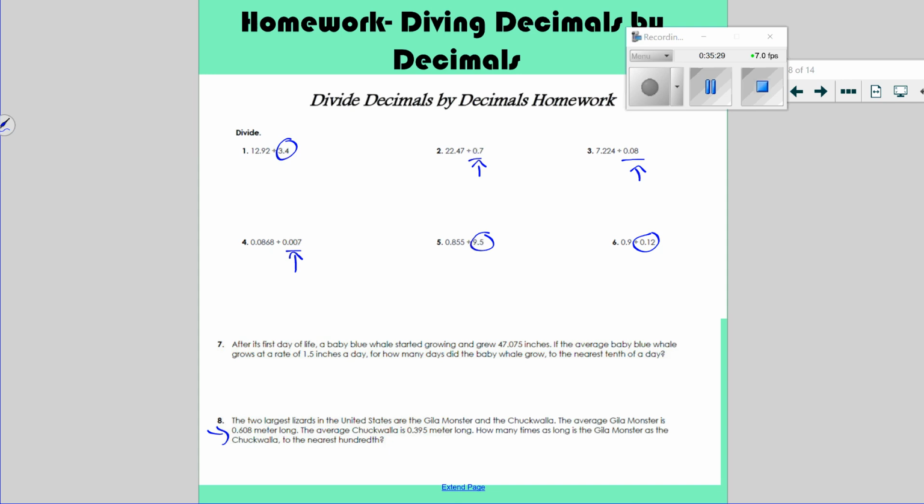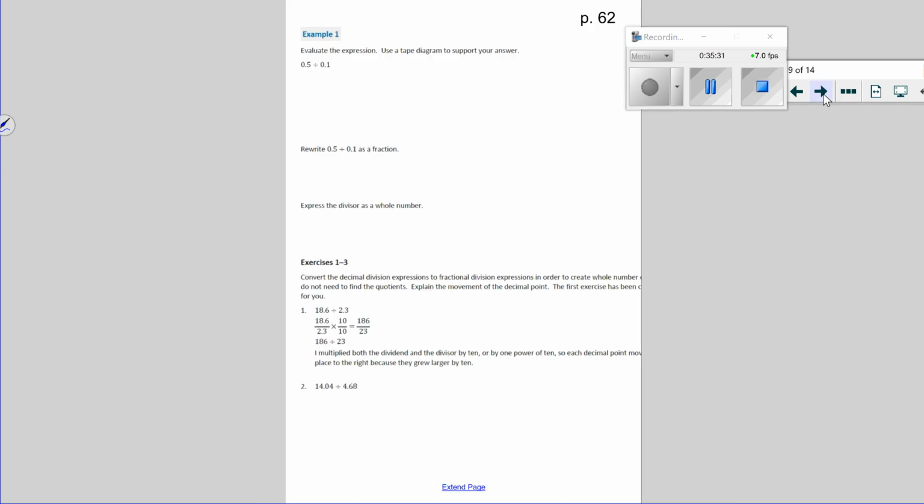Now, I need you guys to go ahead and put the packet away. Pull out your modules and turn to page 62.